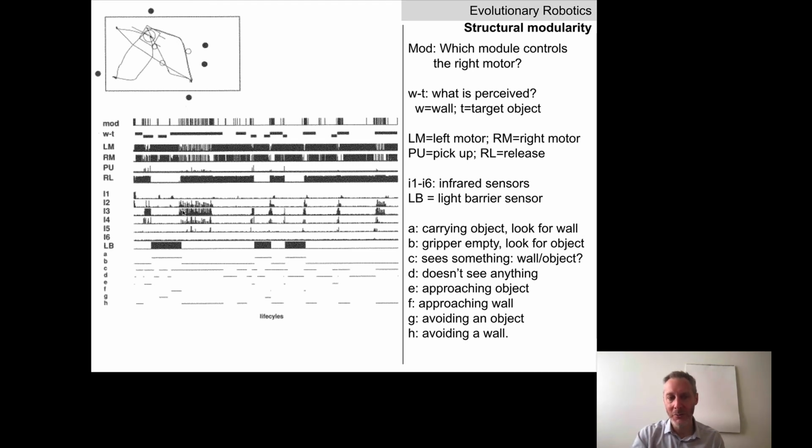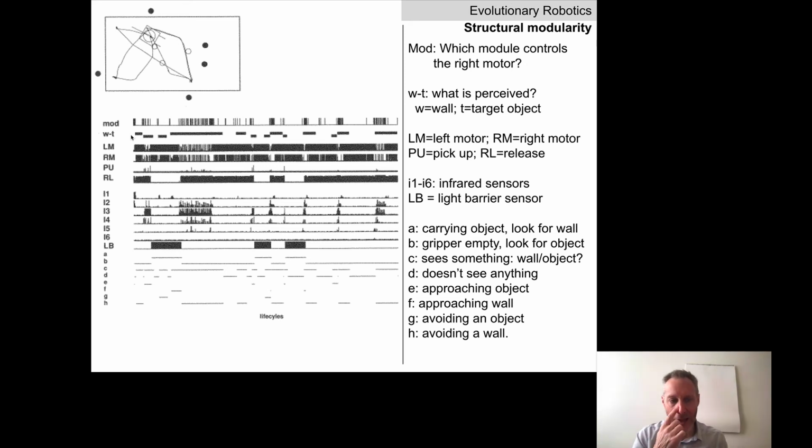This is the period during which the robot is facing the wall. So the robot is learning to stop near the wall and eventually release the object. The moment it releases the object, it stays there for a while. So here's the robot. It's already dropped the object. It's standing in front of the wall. The motors are not firing very much, but eventually they start firing again and off the robot goes.